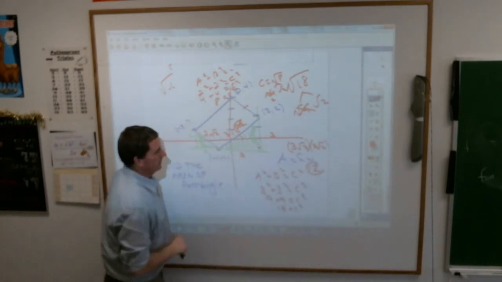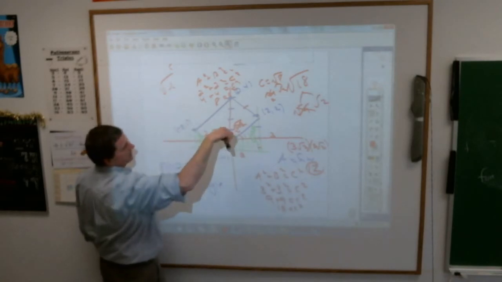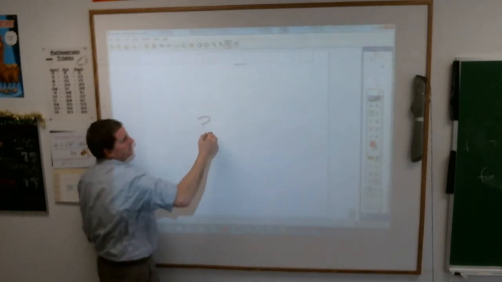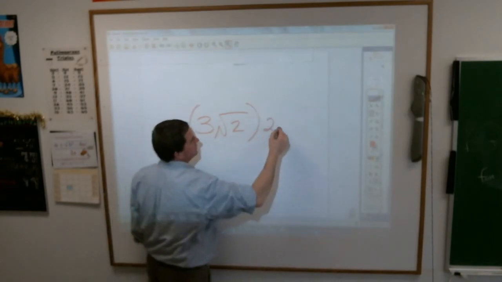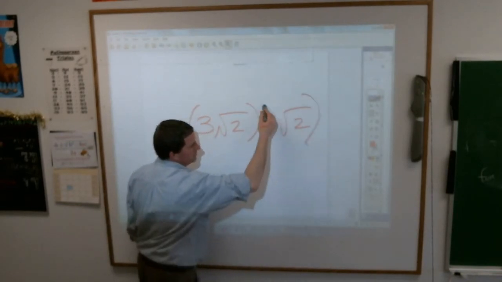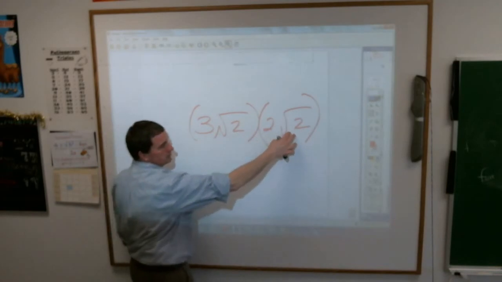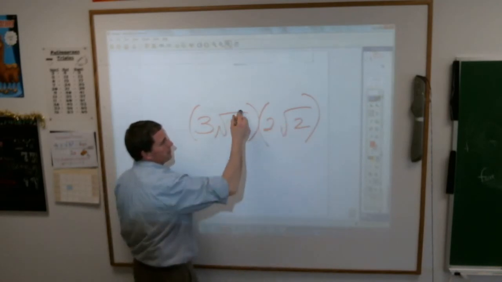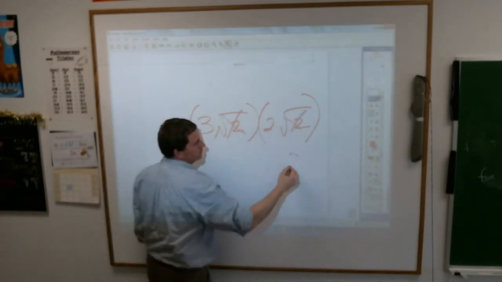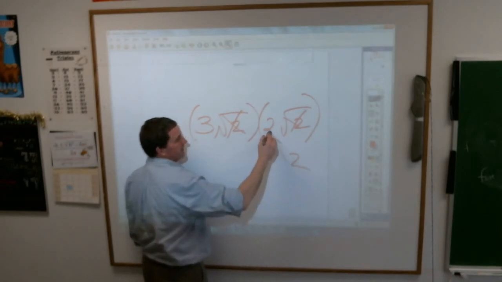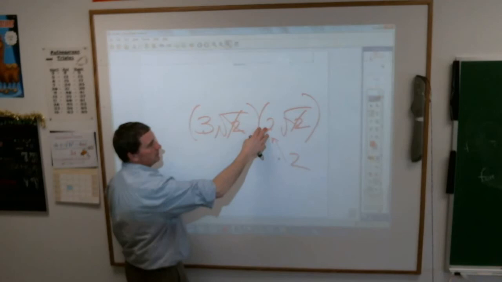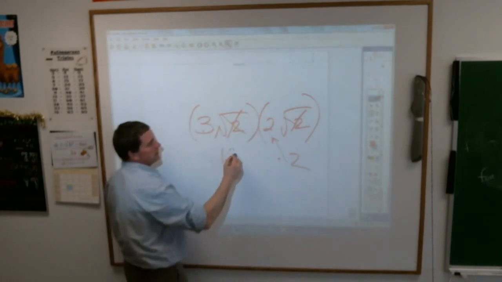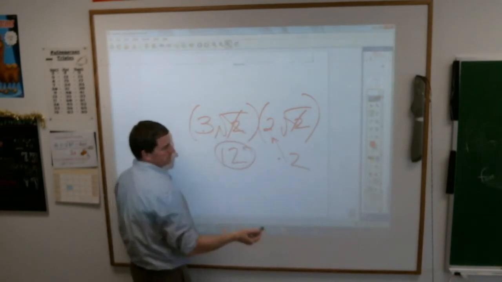There's 12 units there. Let me do that again in case you missed it. In big letters, 3 times the square root of 2 times 2 times the square root of 2. The two square roots of 2 cross off to give you a normal 2. That gets multiplied by this normal 2 here, and by that normal 3 there. 2 times 2 is 4, times 3 is 12.